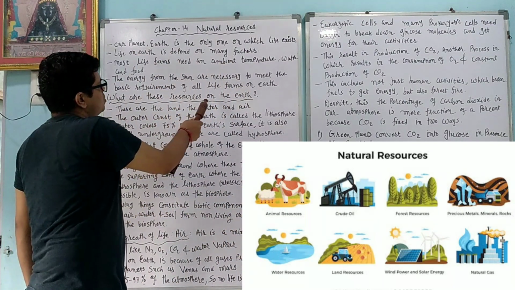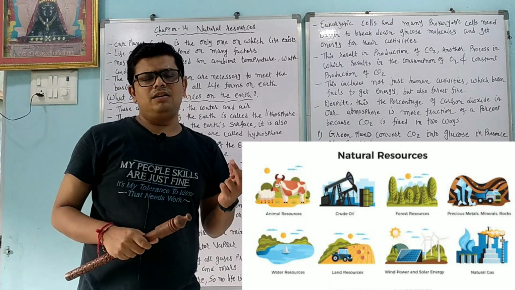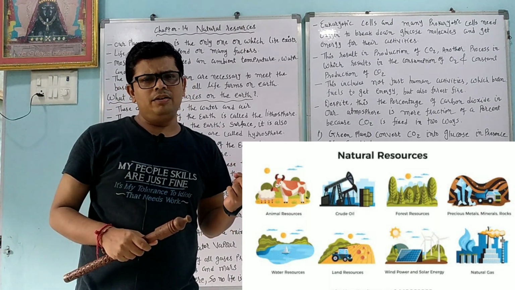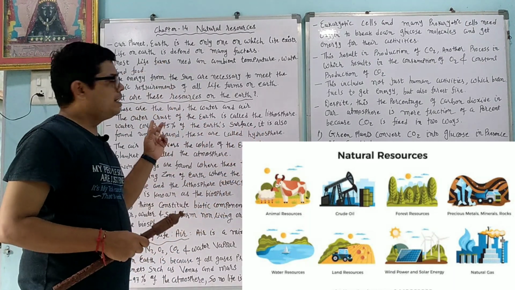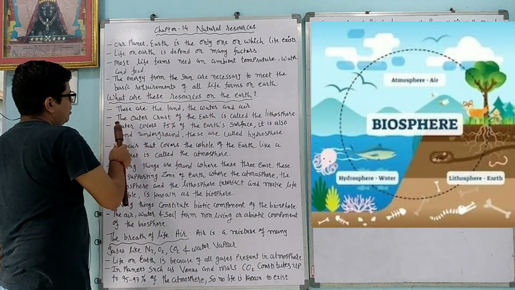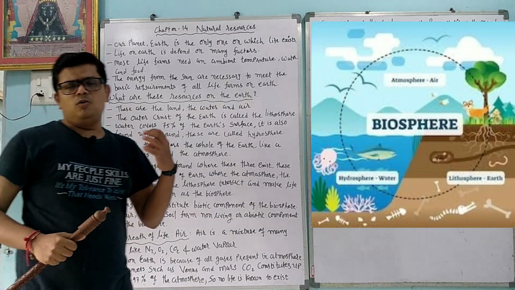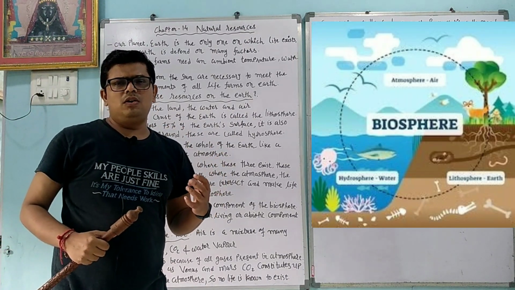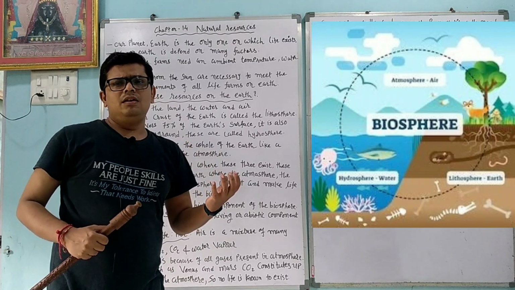What are the resources on the earth? Three main resources of the earth are there: air, water, and land. The outer crust of the earth is called the lithosphere. We can say that the outer layer of the earth is called the lithosphere. On that, many living beings can exist.